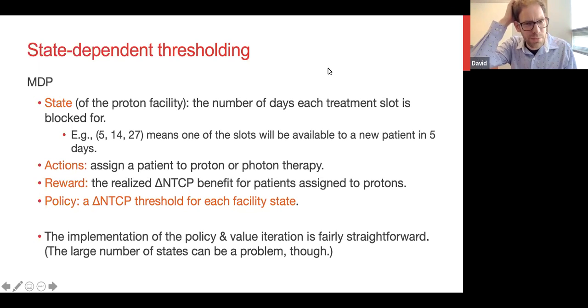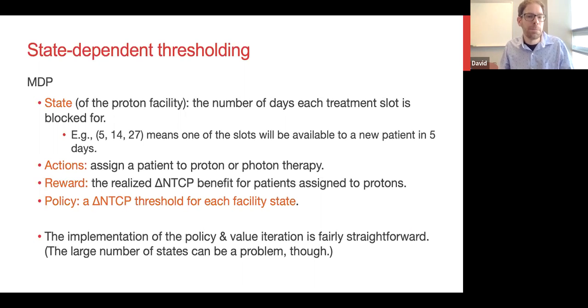Sorry, I'm not sure if I understand. Let me just see if I can see it. I see. Photon is there a way to capture that aspect? So that's precisely what the delta NTCP captures, right? If you have more toxicity from photons, that means there's a higher normal tissue complication probability. So a larger toxicity means positive delta NTCP, and the larger delta NTCP means a bigger difference.